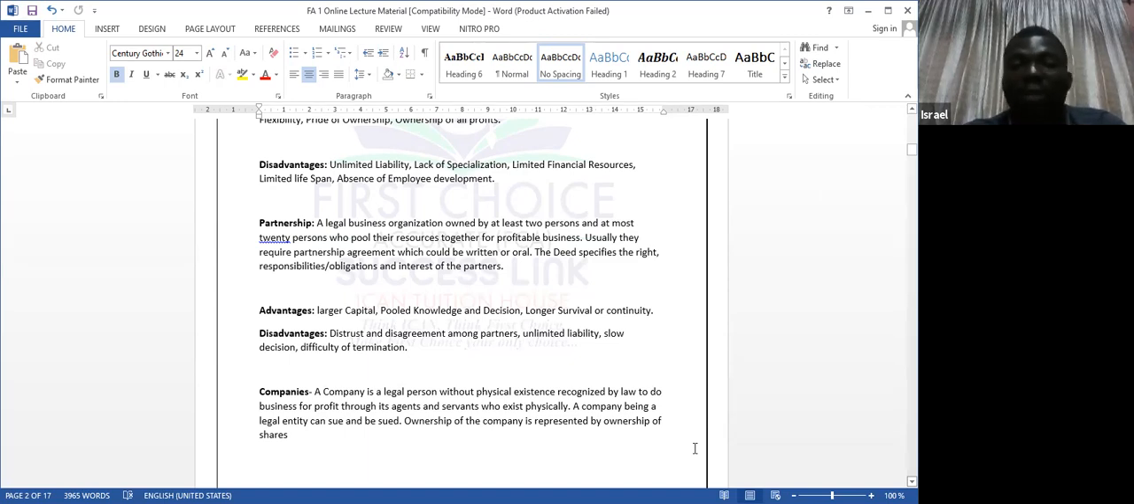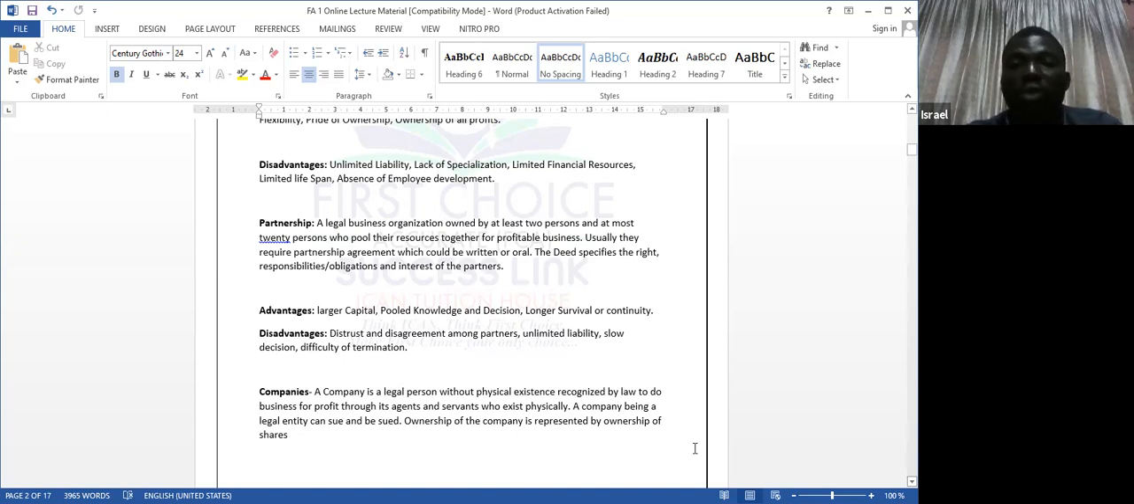Part of the advantage is that it has a larger capital, because individuals who have their own connections will bring them on board. Looking at a sole proprietorship, that is just one man's resources, but with 20 people bringing their resources, it multiplies the sole proprietorship's resources times 20.